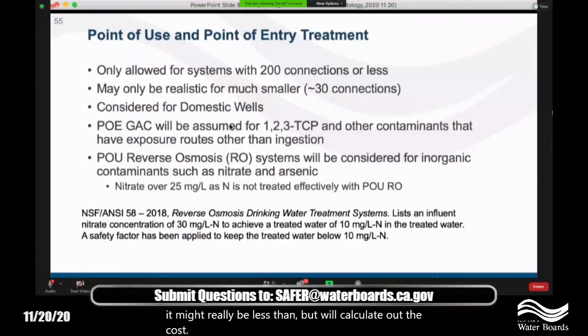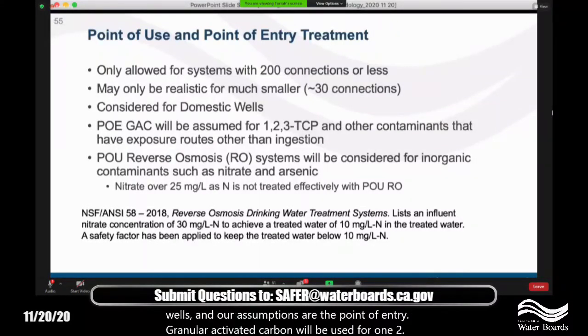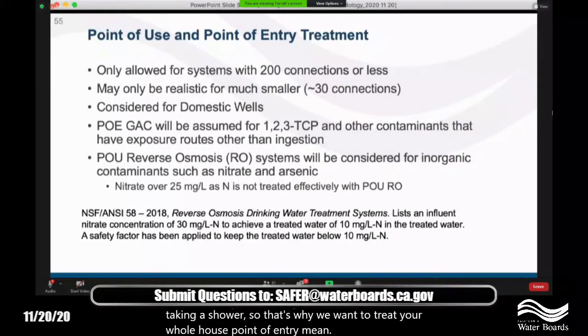It is an option that's considered for domestic wells, and our assumptions are that point of entry granular activated carbon will be used for 1,2,3-trichloropropane and other contaminants that have exposure routes other than ingestion, meaning you don't want to inhale that stuff when you're taking a shower. So that's why we want to treat your whole house. Point of entry means it's outside your house. You're treating all the water going into the home. Point of use would be something more like a sink type application.